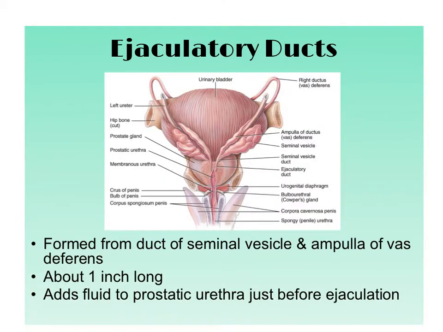All right, now the ejaculatory ducts, which are right here. And you can see the prostate gland, which is right there. Basically, the ejaculatory duct is where the vas deferens, the ampulla of the vas deferens, and the seminal vesicle duct merge. So they merge right there into the ejaculatory duct. So that's where a lot of excess fluids are added to the sperm to form semen. And that's basically all you need to know about the ejaculatory ducts.